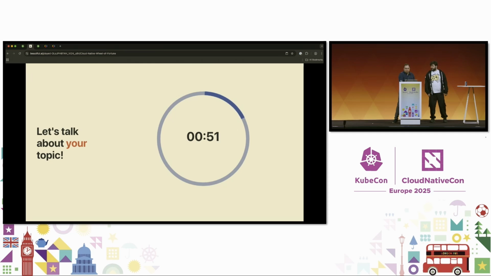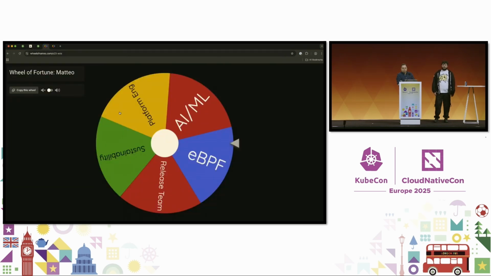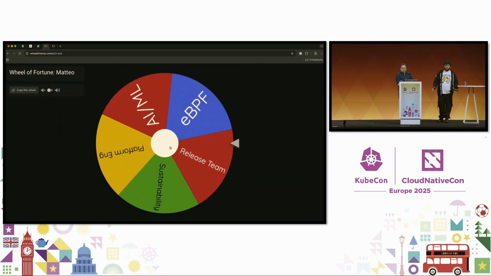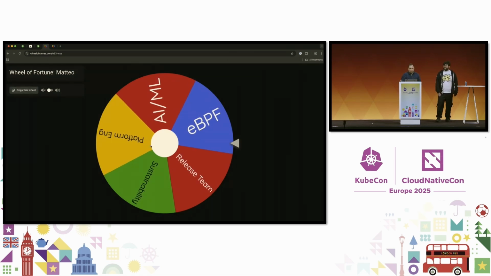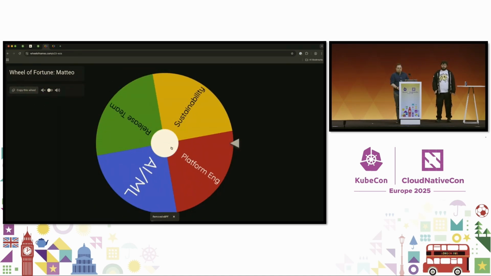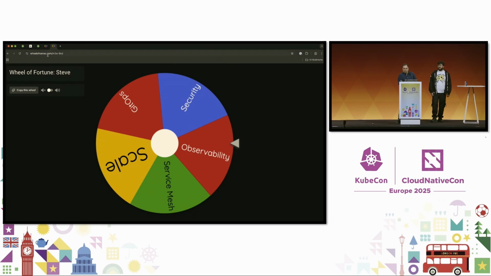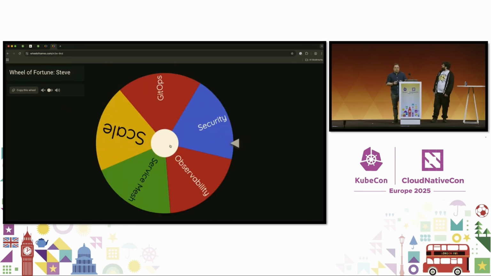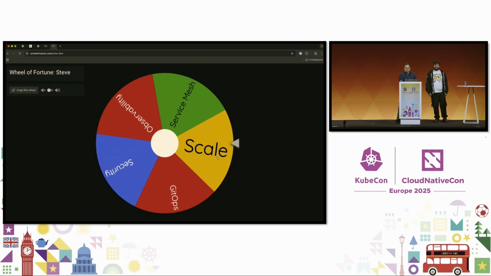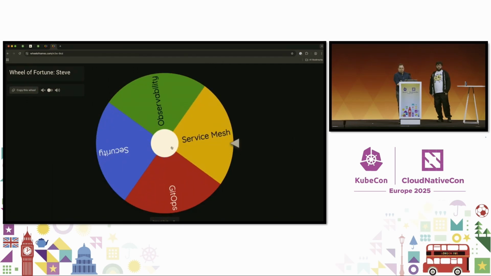Okay, I'm super conscious of time, so we can start spinning the wheel. Yeah, let's start spinning the wheel. So we'll go with Matteo first. Let's see which topic. Oof, eBPF. All right, eBPF first. Okay, all right, one more. Cool. All right, sustainability it is. All right, and for me, what do we have? Scale. Oh, yeah. Service mesh.